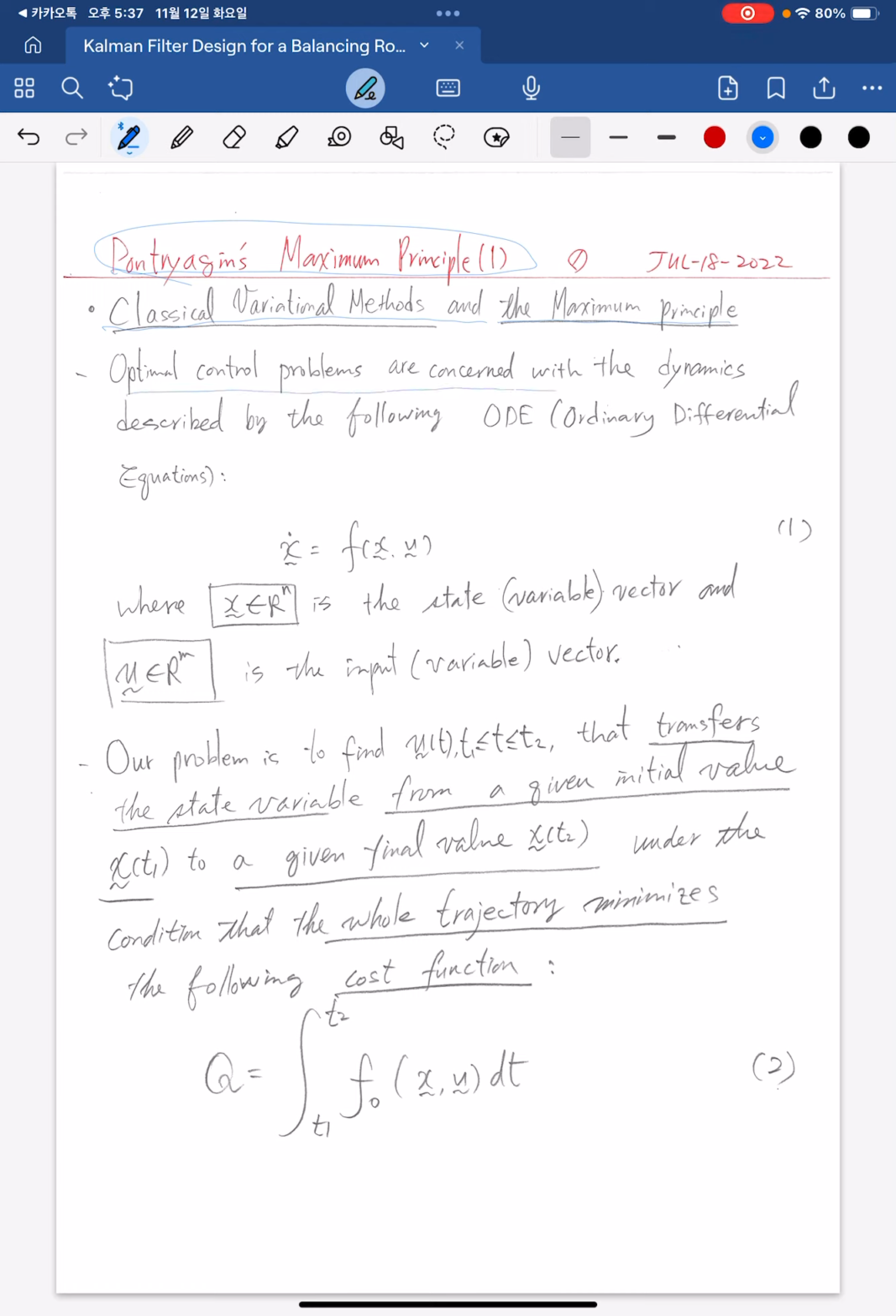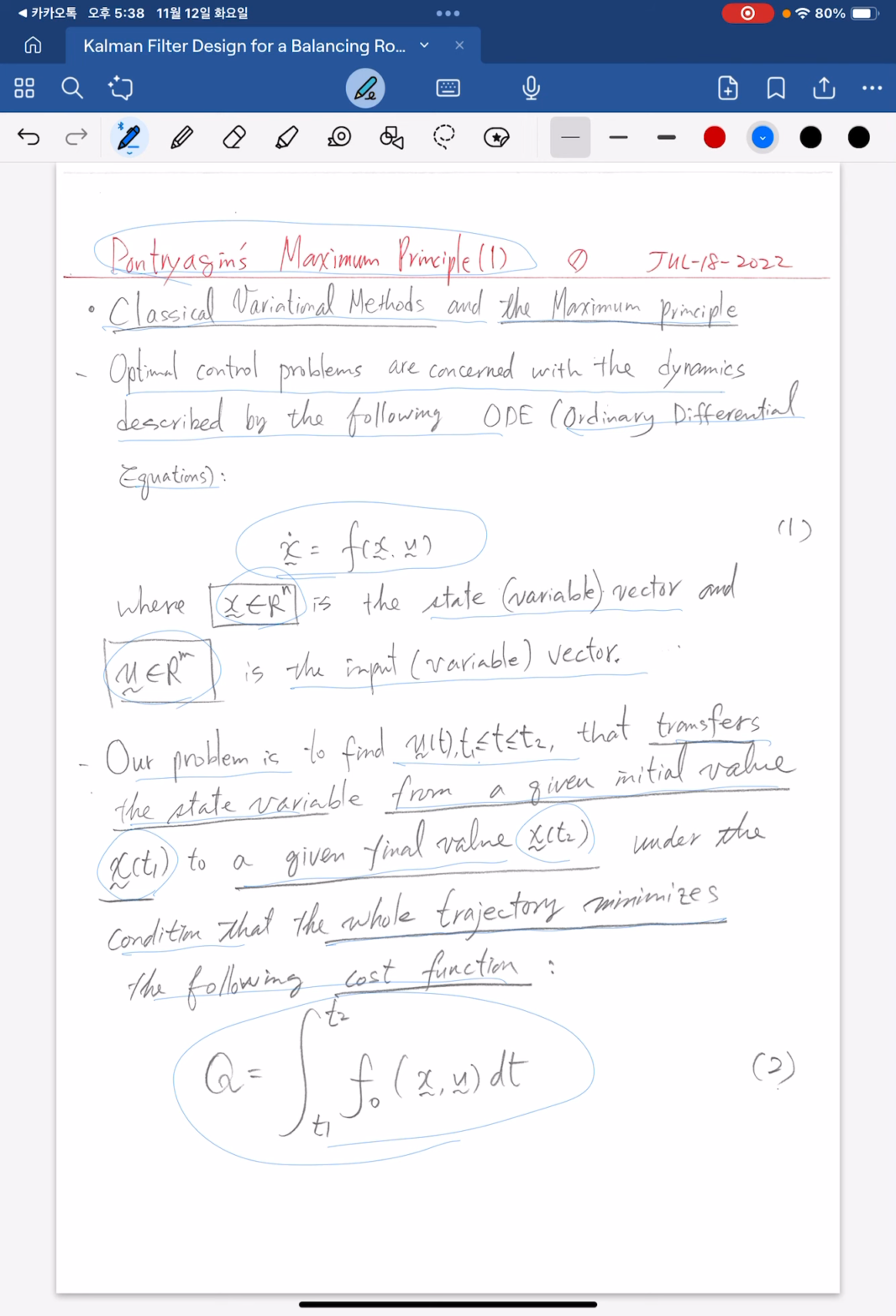The optimal control problems are concerned with the dynamics that describe the following ODE, ordinary differential equations, x dot equal to f(x, u), where x is an n vector, the state variable, and u is an m vector, the input variable vector. Our problem is to find u(t), t in [t1, t2], that transfers the state variable from a given initial state x(t1) to a given final state x(t2) under the condition that the whole trajectory minimizes the following cost function.